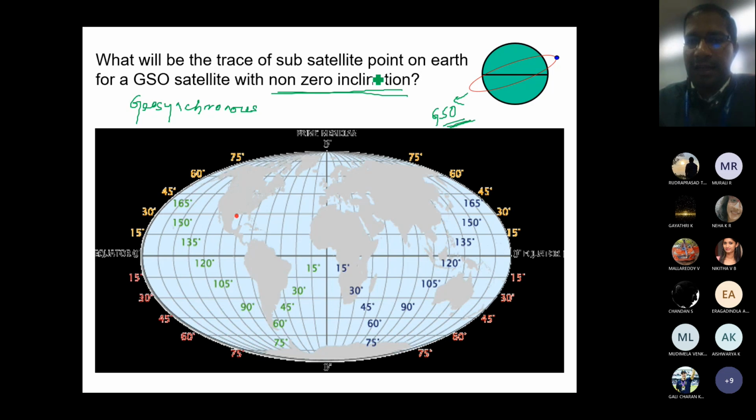What will be the trace? Trace means whether the subsatellite point will remain at a particular point or the subsatellite point will change. That is the question. The subsatellite point will always remain fixed or the subsatellite point will change, in case of a geosynchronous orbit satellite having non-zero inclination.